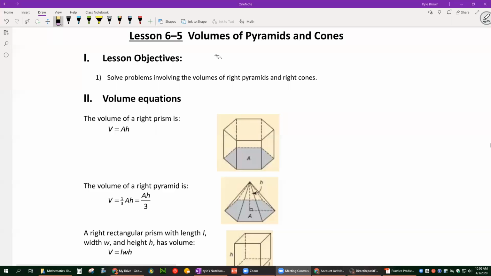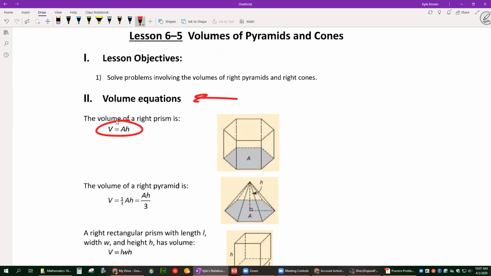All right, so 6.5, volumes of pyramids and cones. So this one, guys, volume equations. We've got the volume of a right prism, and it's saying that the volume is A times H. So what does that mean?